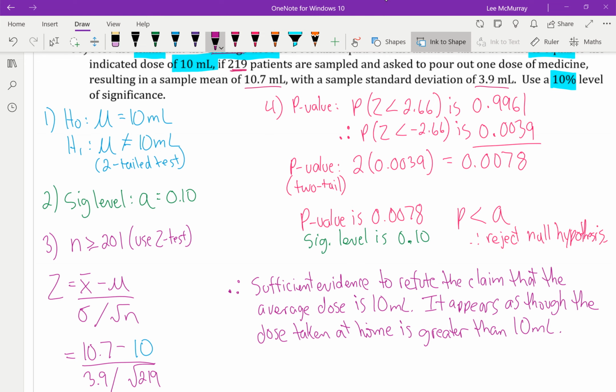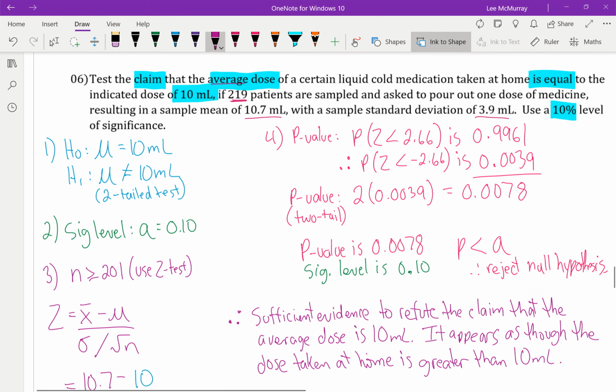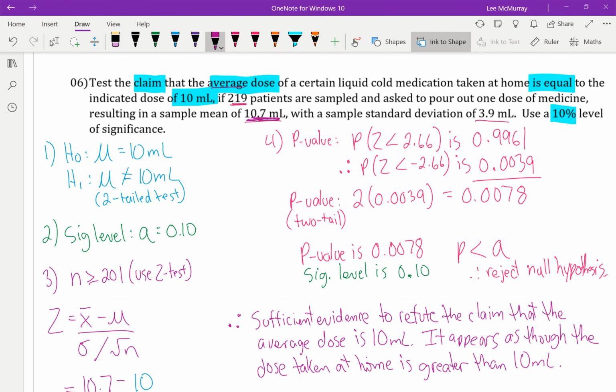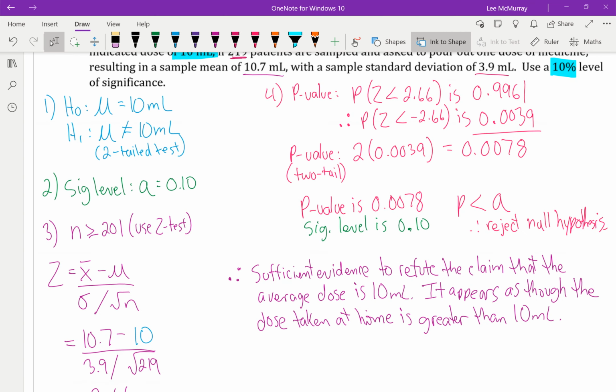But that's essentially our summarizing statement. And again, that's only because the sample mean was higher, right? If that sample mean was lower, we could have had the same results and we could have said it appears that people are underpouring. But our sample says that it's higher than the 10 mils. That was the original claim value. Okay? All right. Well, let's try another one.